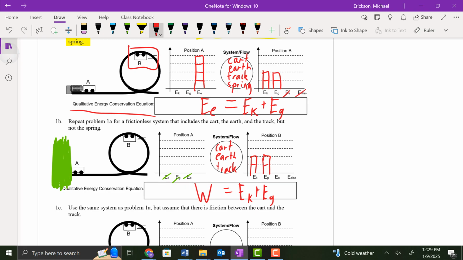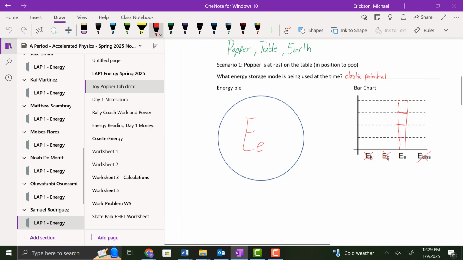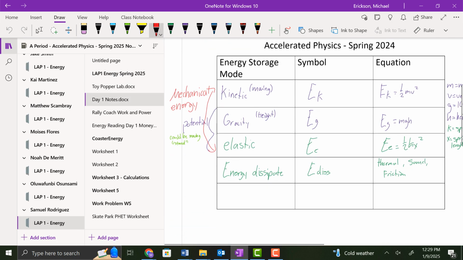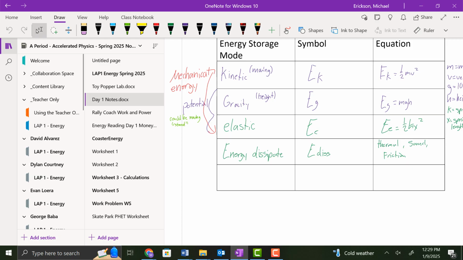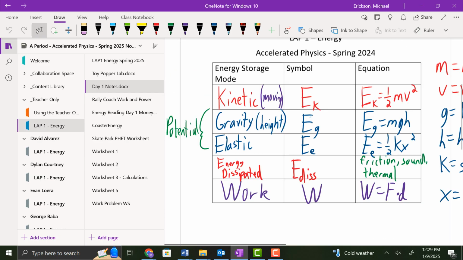Work, I will define it over here. So if we go back to day 1 notes, I will place it over here. And let me go to my day 1 notes. So in day 1 notes, we see here, work, W, that's the symbol for W. Work is equal to force times displacement. So work is equal to force times displacement. Put this in your day 1 notes.